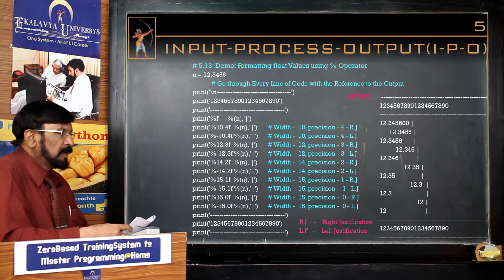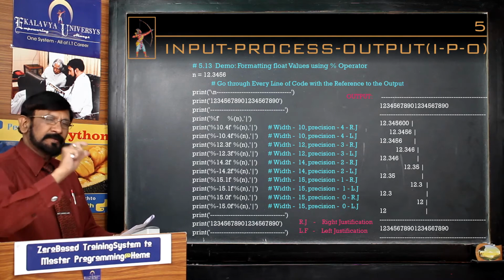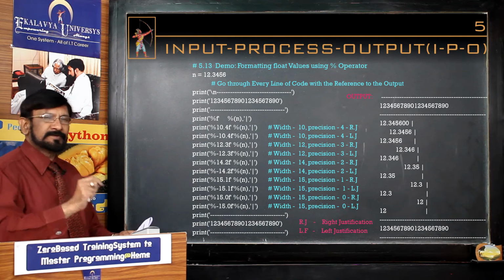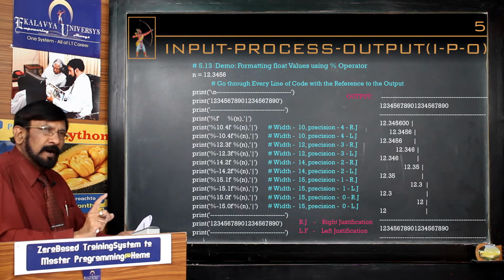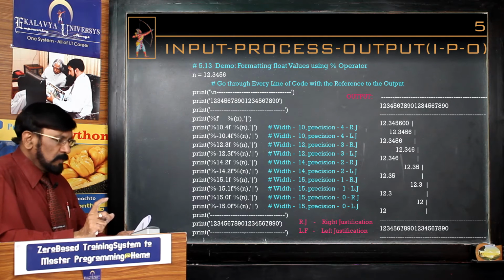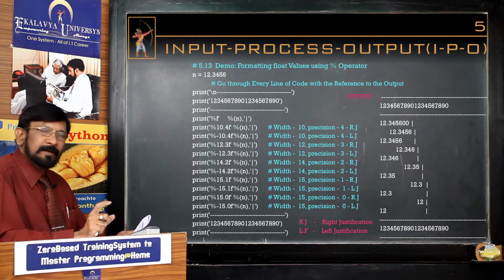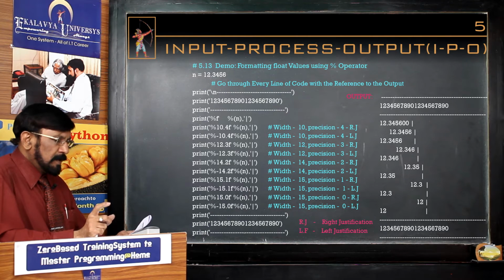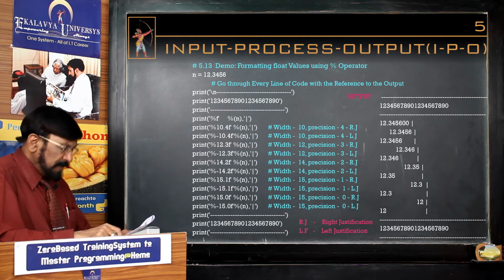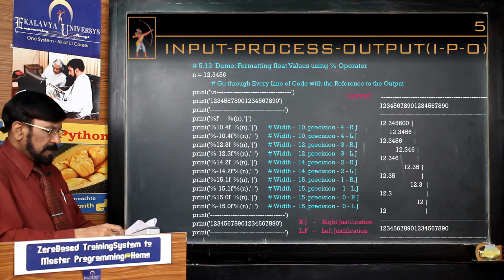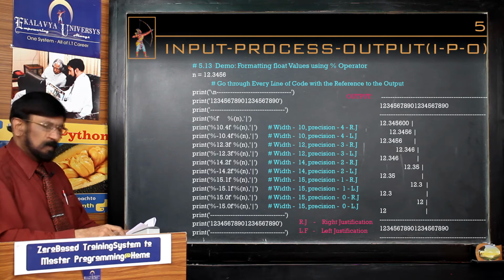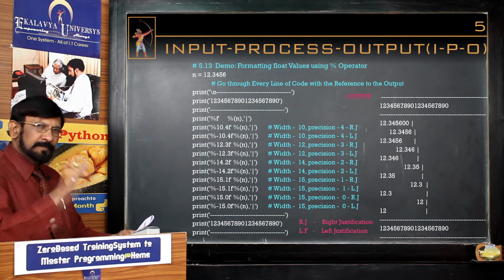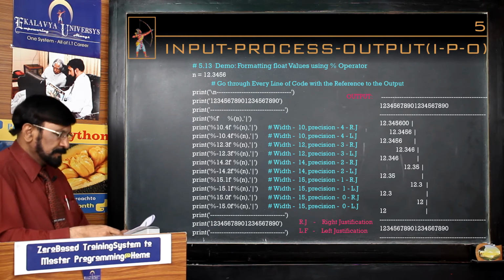Next 14.2, 14 spaces are to be allocated. The number is printed with the right justification. After decimal point only 2 digits are printed, and the third digit is 5, so instead of 3, 4, 3, 5 is printed. Okay. Next minus 14.2, instead of right justification, the number is printed with the left justification.